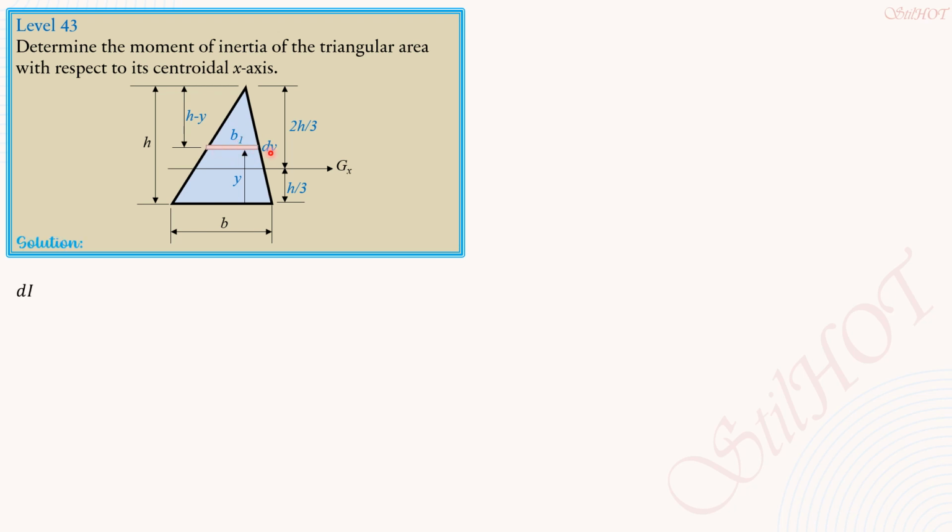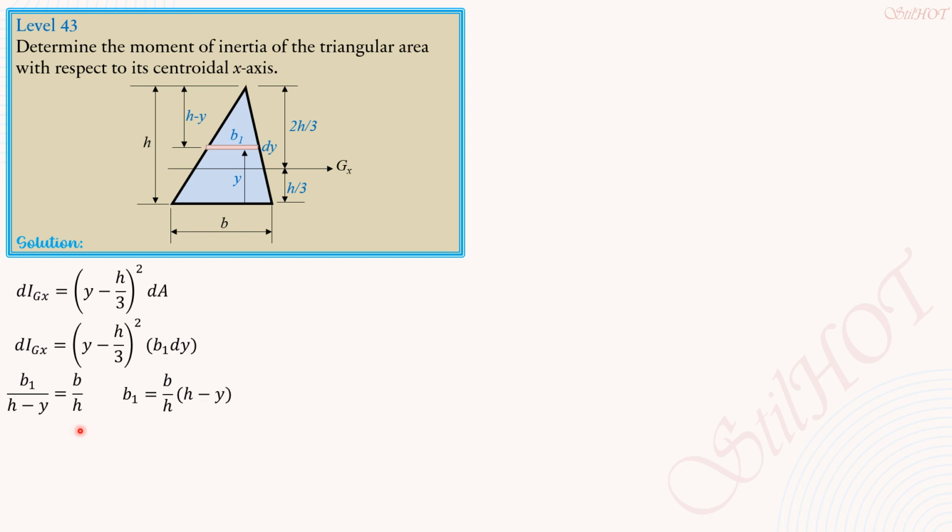So for our solution, differential Igx equals distance (y minus h over 3) squared, times differential area dA. Then we substitute dA, which is b1 dy. So differential Igx equals quantity y minus h over 3 squared times b1 dy. We now express b1 in terms of y by these similar triangles. From the figure, b1 is to h minus y as b is to h. Therefore, b1 is equal to b over h, quantity h minus y.